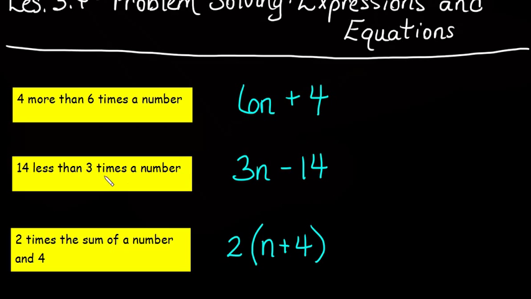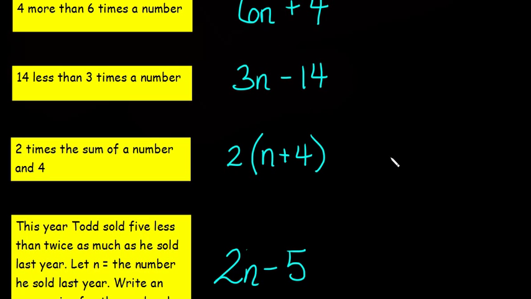14 less than 3 times a number. Less is going to hopefully help you see we're subtracting. 3 times a number, we're multiplying. I want 14 less than 3 times this unknown number. So I'm going to multiply 3 by n, that's our unknown number, and take 14 away since I want 14 less.